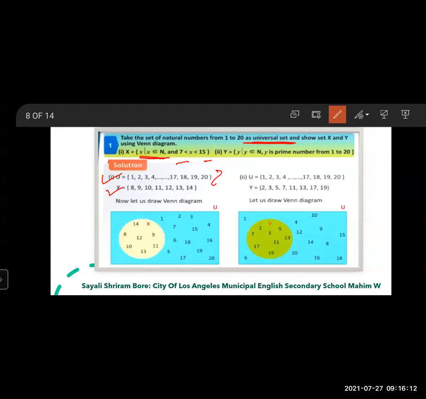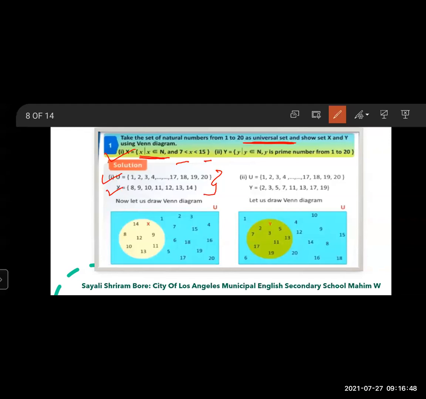Now I want to show this using the Venn diagram. This is my question, and this question I have first converted into the listing method, and then I have drawn the Venn diagram. So if it is already given in the listing method, you can directly draw the Venn diagram. But if it is given in the rule method, first convert it into listing form and then draw the Venn diagram.